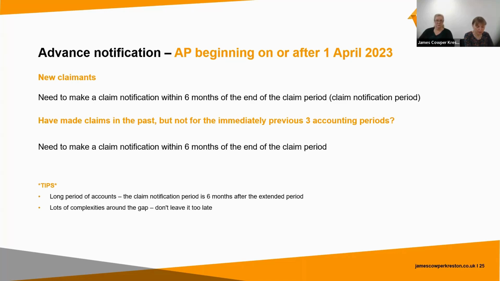There we've put a few tips at the bottom. So think about if you have a long period of accounts, because actually you could extend your period and that extends the window out because it's 6 months after the end of the period of account. And just a reminder that it can get very complex. So think about advance notification in advance because that deadline could loom early. The rules can get quite detailed. We wanted you to be aware of it. It is a separate portal that you have to notify on. Next slide, please.